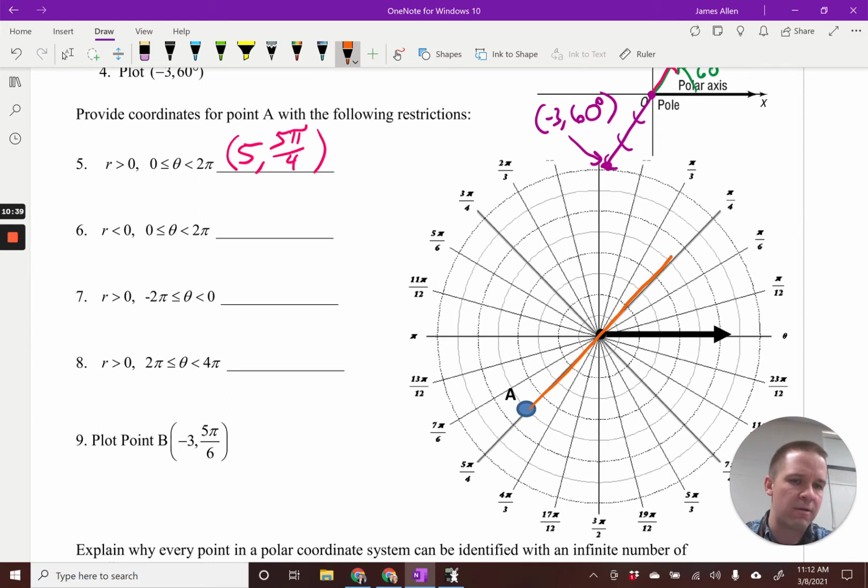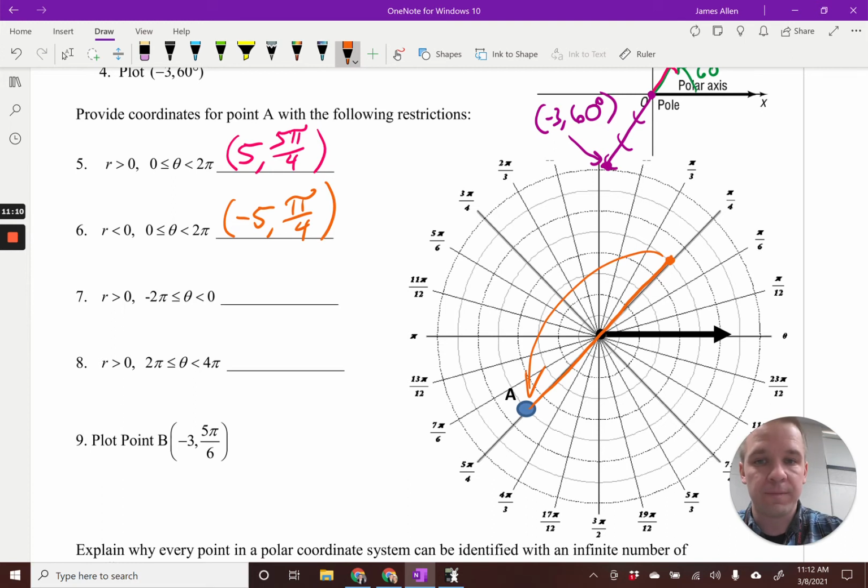So I'm along there, right? And I know I was 5 out, so I'd be 5. Let's see here, 1, 2, 3, 4, 5. So I'd be sitting here at pi over 4, and then I'd reflect back to that point. So this would end up being negative 5, and then pi over 4. I'm in the restrictions: a radius that is less than 0, a negative radius, and then a theta that's between 0 and 2 pi. Love it.